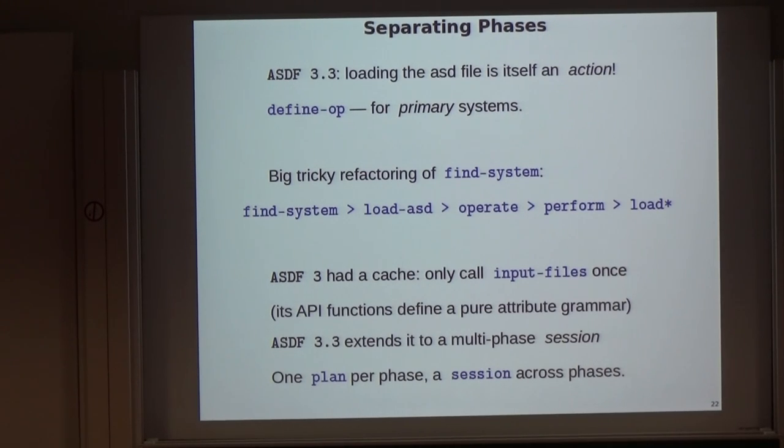To separate phases, I had to define an operation define-op for just defining the system. Now if I want to track the dependencies, defining a system must be an action in the action graph. So I need an operation define-op just for reading the ASD file. And just that bit is quite tricky because now the action graph for find-system looks like something like that. And then .asd store calls load. So it was not trivial, and I also had to generalize the cache into a session, and the session is shared across all the phases of the build.